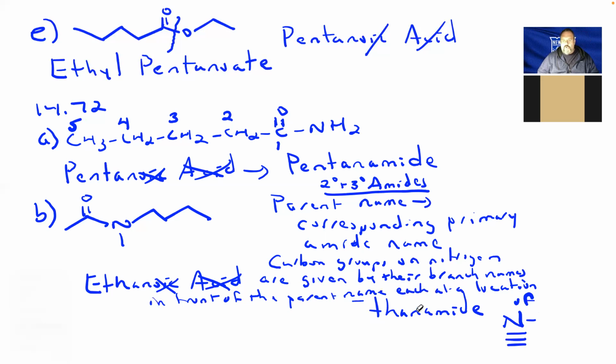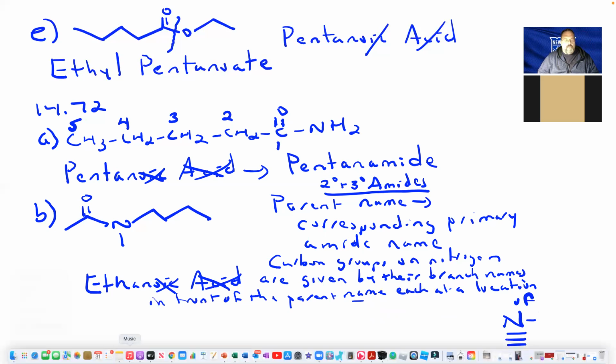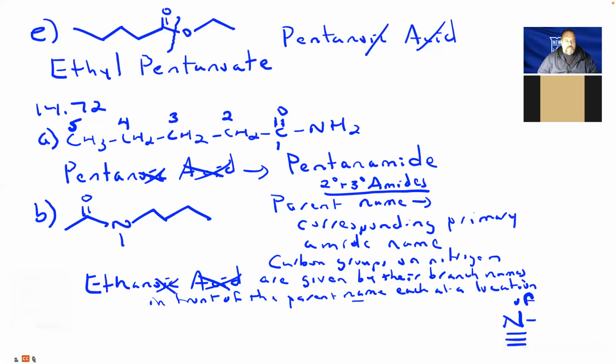Because remember, as we showed you in the earlier example, when you have an amide and you number the carbons, you're numbering the carbons of the carboxylic acid portion. What about the nitrogen? Because you could have carbon groups on the nitrogen. How do we indicate that you have a carbon group or carbon groups on the nitrogen? They're going to be at a location of N.